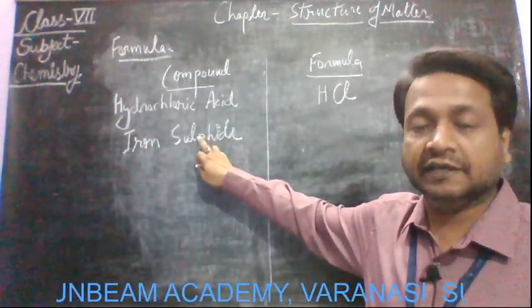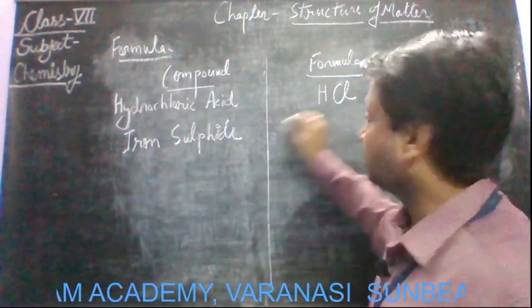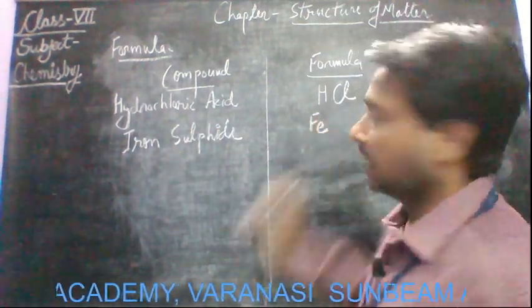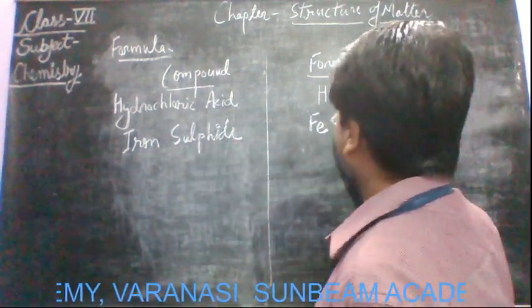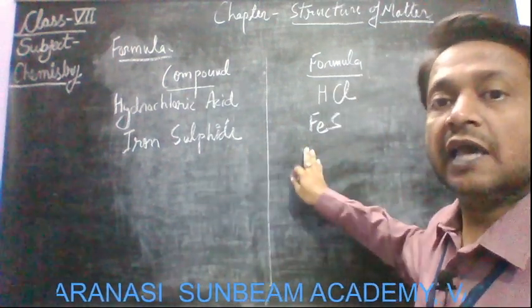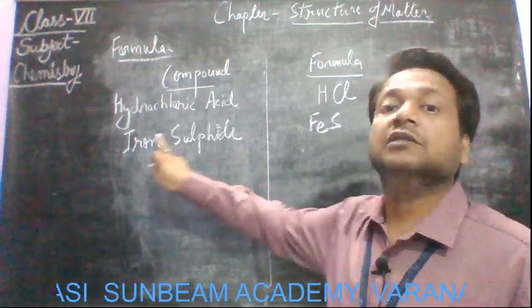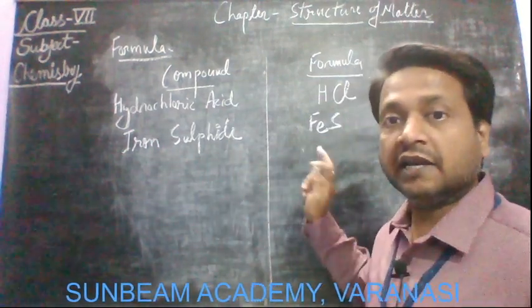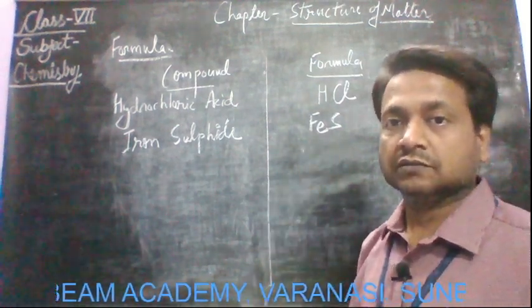Iron sulfide. Children, remember that the symbol of iron is Fe, and the sulfur, that is S. So the formula of iron sulfide is FeS, because this compound is made up from these two elements, iron and sulfur, in the ratio 1 is to 1.